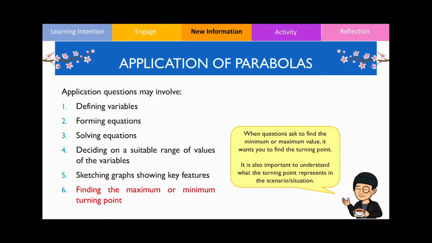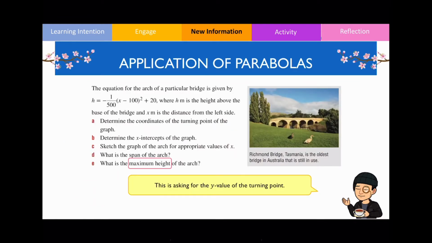And lastly, you need to actually identify what is the maximum or minimum turning point. So when questions ask you to find the minimum or maximum, they're asking essentially for the turning point, okay? And you also need to be able to understand what the turning point represents in the scenario. So for instance, over here, if the question was asking what is the maximum height, this is essentially asking you for the y value of the turning point.